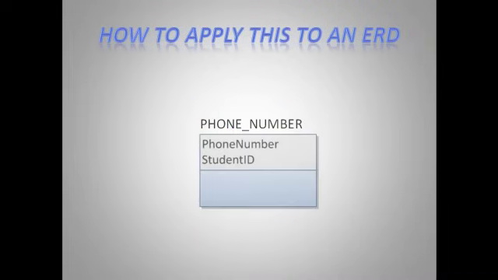To solve this issue, you will need to use a composite primary key. This uses a combination of student ID and phone number to create a unique identifier.